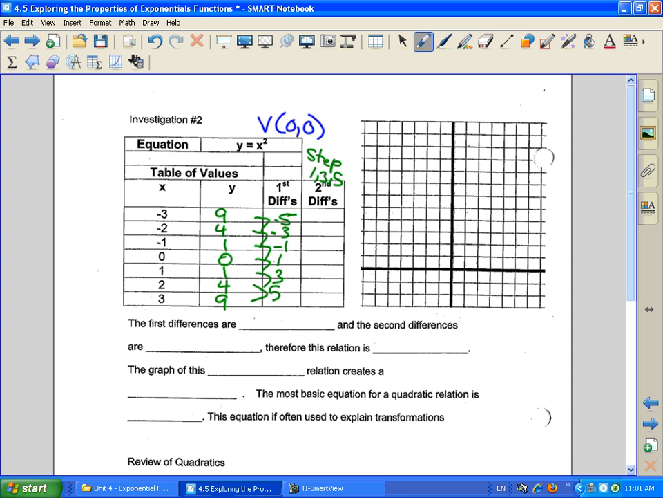All right, so the first differences aren't the same. How about the second differences? To do the second differences, you take the differences of the first. So 5 subtract 3 equals 2. All right. Before we get too ahead of ourselves, let's graph this, and we'll answer those questions.